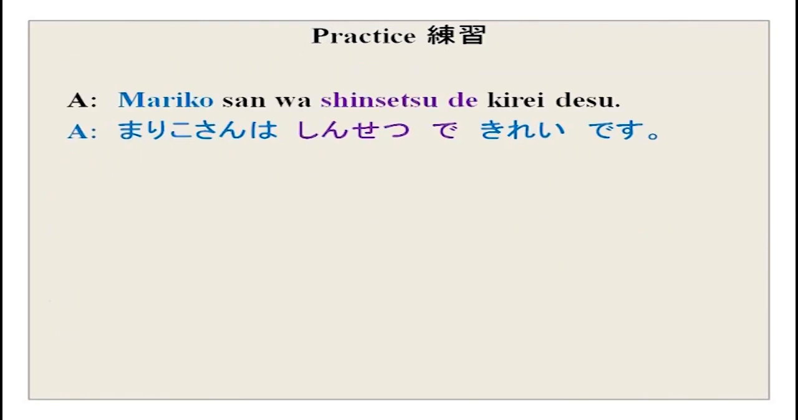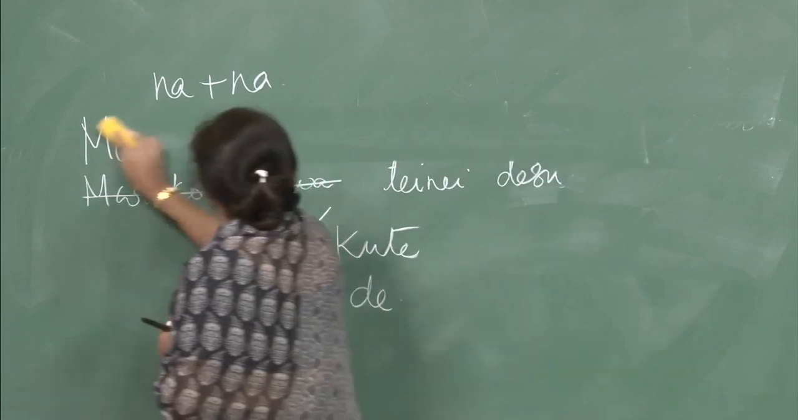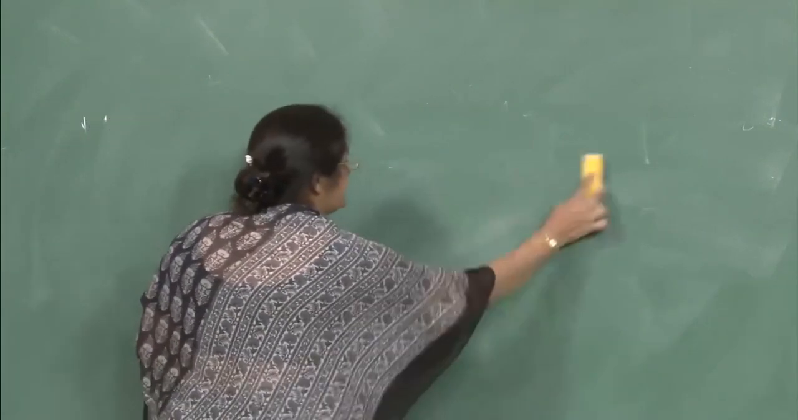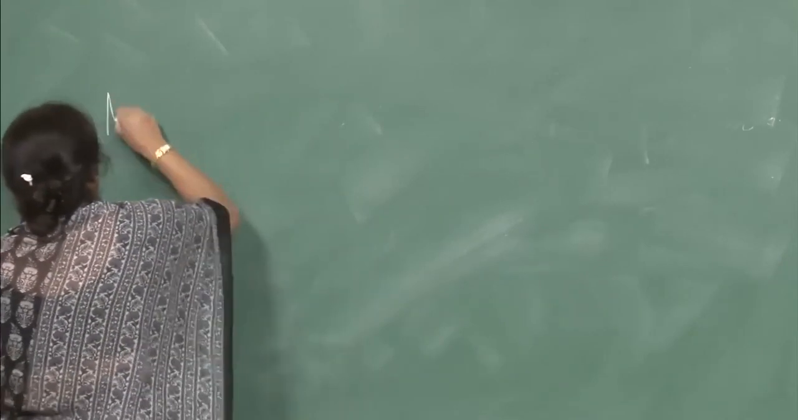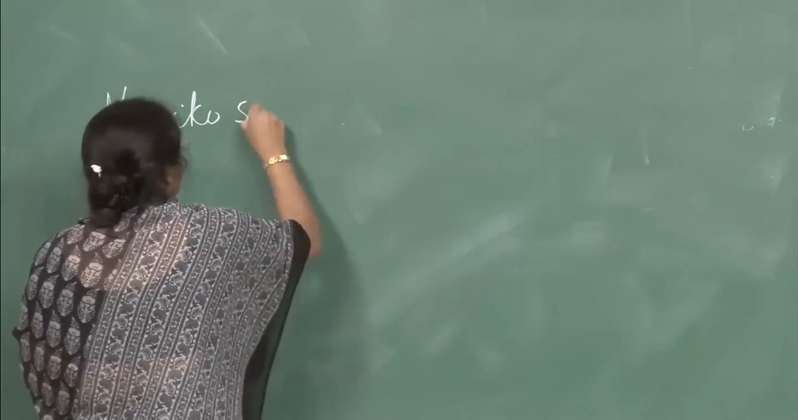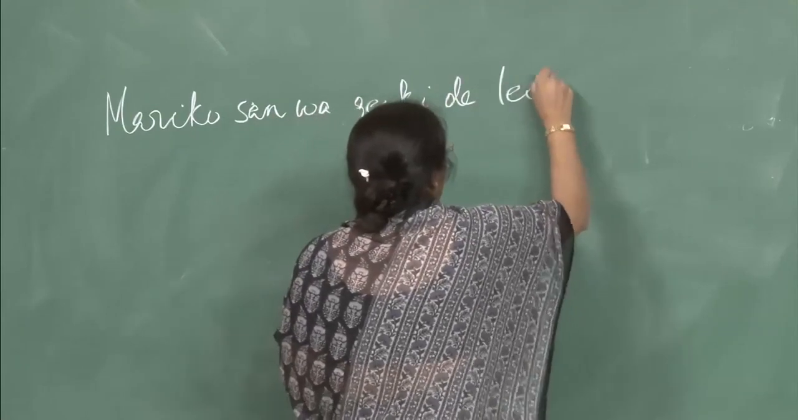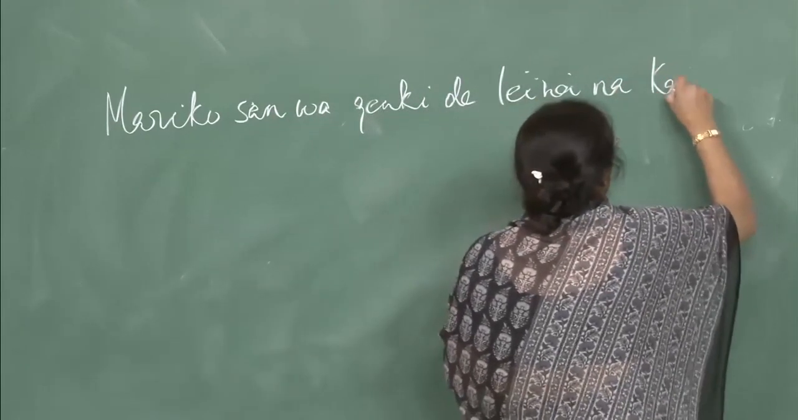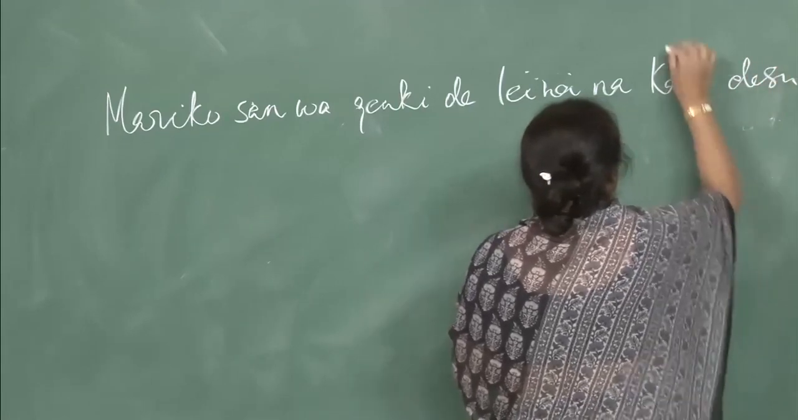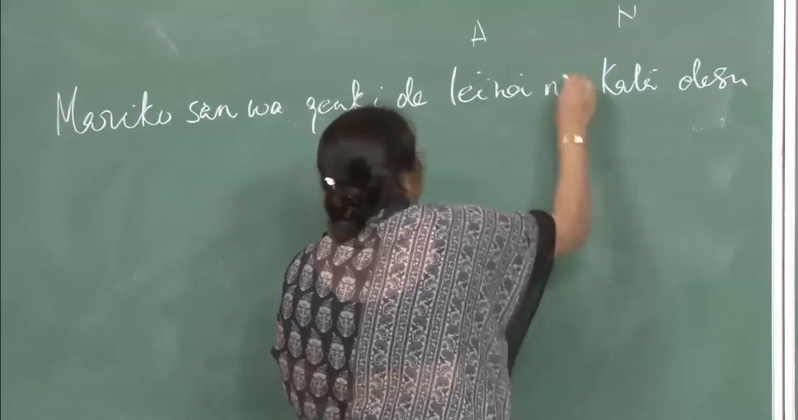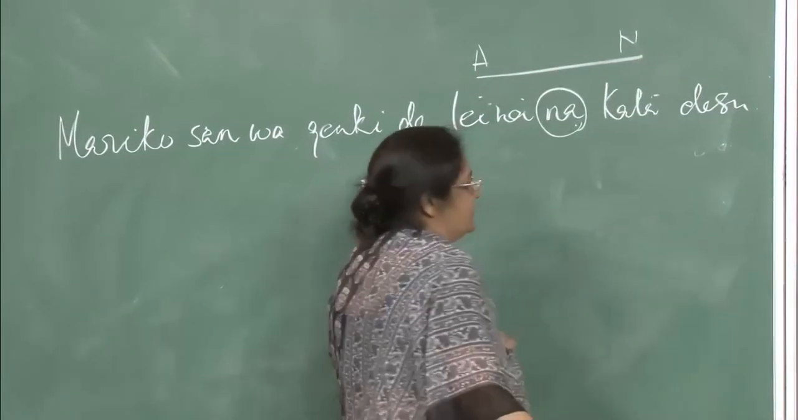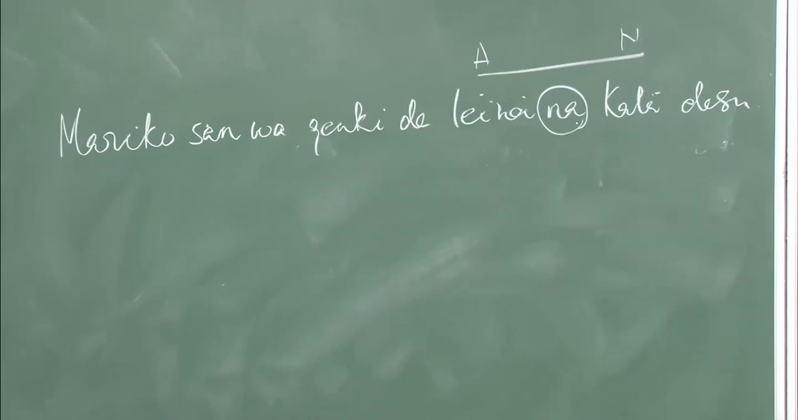Now, as we are doing na adjectives, genki desu, kirei desu can also be done as Mariko-san wa genki de teinei na kata desu. Kata is a noun. So, well, adjective, na and noun over here. Kata means hito; the polite word for hito is kata. So, you can use kata also and practice like this.